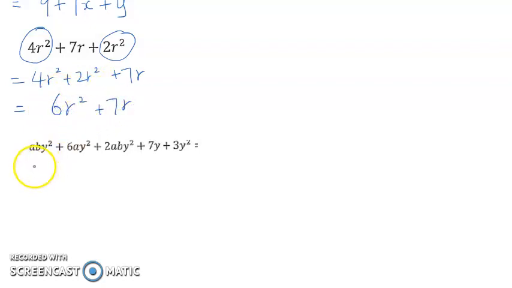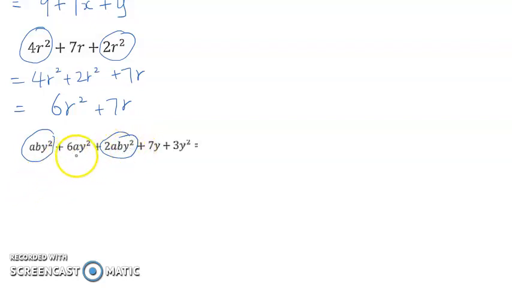Let's have a look at the last example here. So I've got aby squared plus 6ay squared. We have to make sure we identify the like terms first. So aby squared, we're going to have a look: is there any other term that has aby squared? I can see this one has aby squared. So therefore, I'm going to circle them because they are like terms.